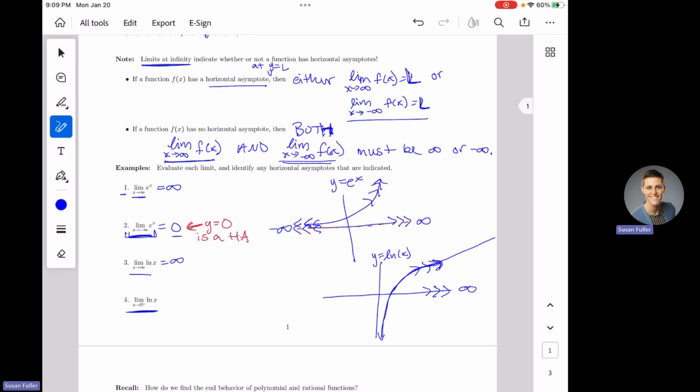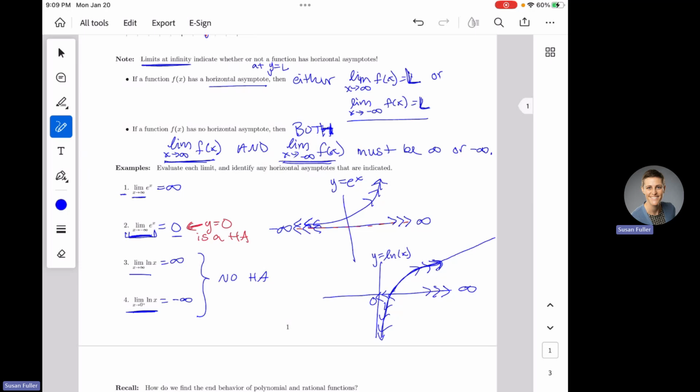And so as x goes to 0 from the right, 0 is here. We're approaching 0 from the right. I'm going to follow my function that way, and my y values are headed toward negative infinity. Since we checked both the right and the left sides of my graph, and both ends of my graph were infinite, this indicates that there is no horizontal asymptote.